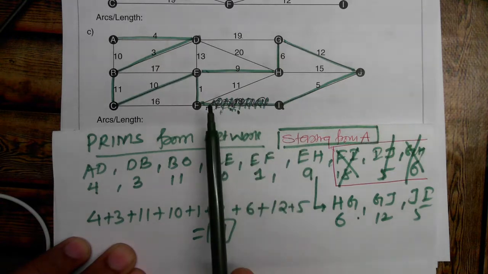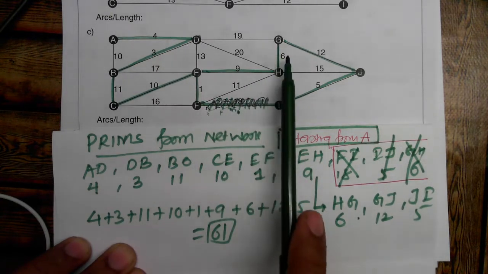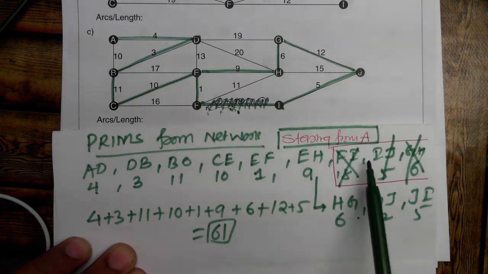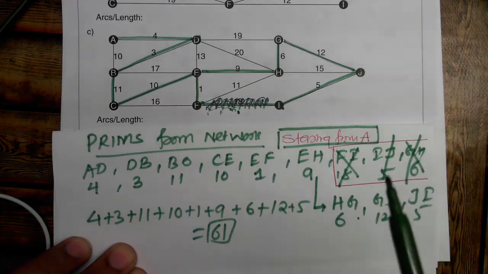Then I did not see, I just missed out H to G is 6. I just selected F to I is 11. So that's why the order of the remaining arcs were wrong. Obviously this arc was not included and these two are in the wrong place. So guys, be very careful.